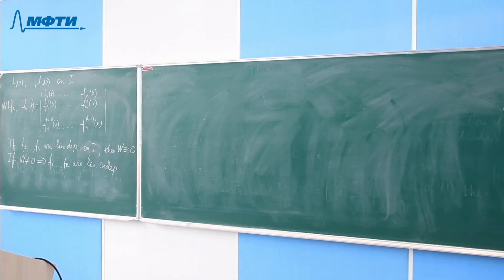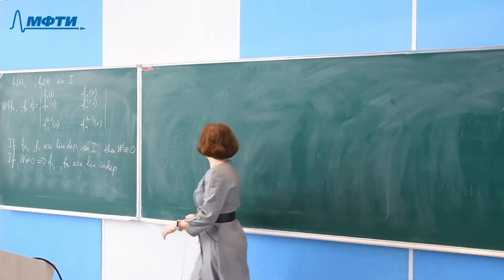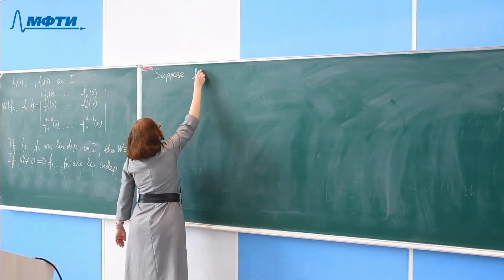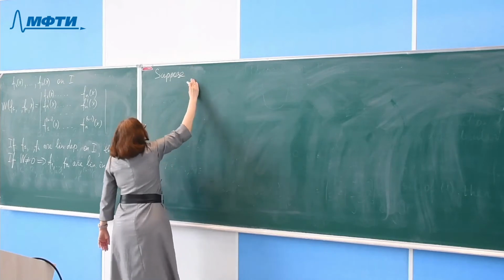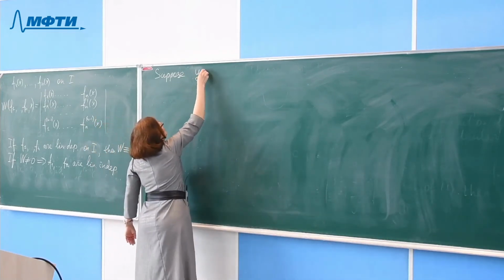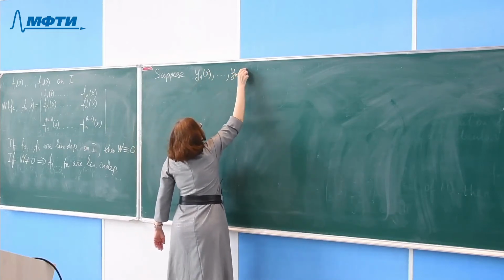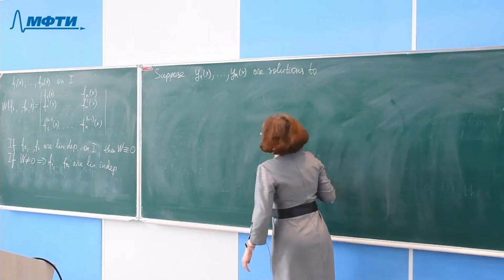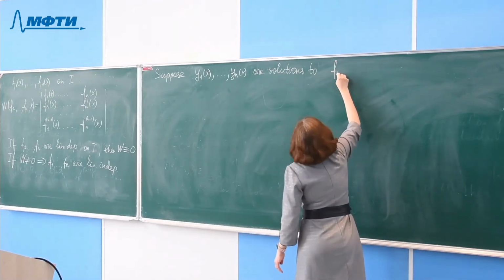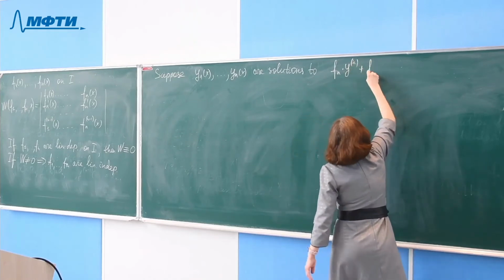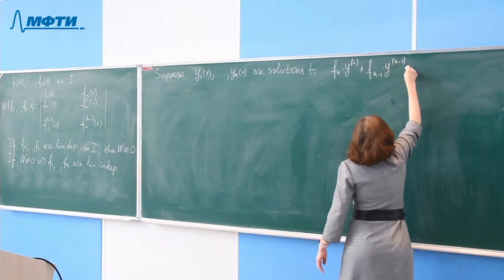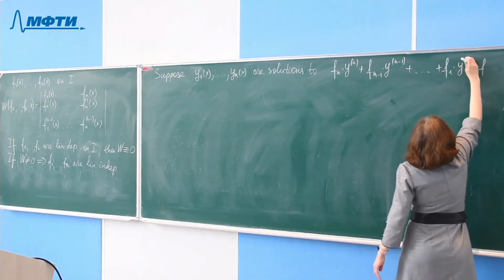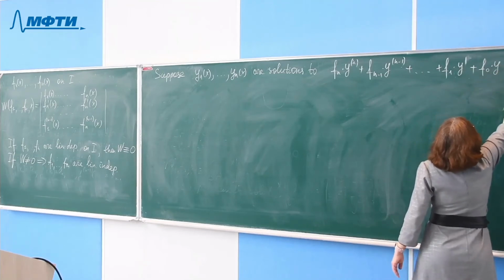Okay, well. Okay, now we will suppose that the functions, I don't know, I want to use y, let it be y1 of x, yn of x, are solutions to the homogeneous differential equation of the form fn times the nth derivative plus this and so on plus f1 times y prime plus f0 times y equals 0.